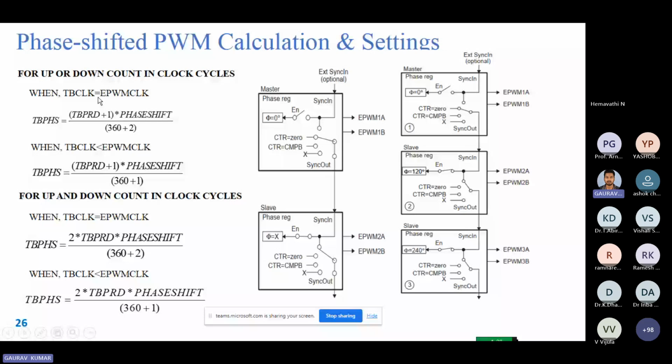In our case, the PWM clock is 2 megahertz, and the TB clock is the same. So we use this formula: phase value equals (TBPRD plus 1) into phase by 360 plus. Phase, you want like 30 degrees, according to requirement. When TB clock and EPWM go for this formula. For the up and down form also, the TBPHS value is 2 into phase by 360 plus 2.